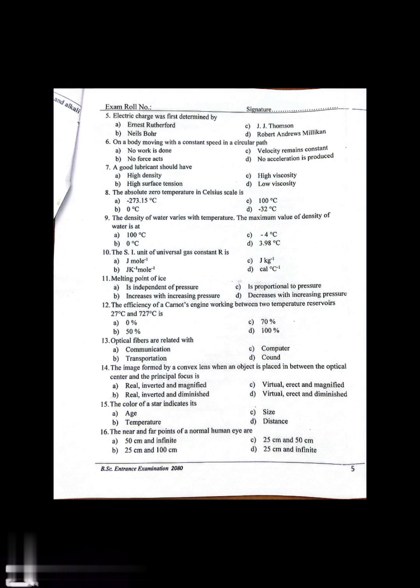12. The efficiency of a Carnot engine working between two temperature reservoirs 27 degree centigrade and 720 degree centigrade is A. 0%, B. 50%, C. 70%, D. 100%.